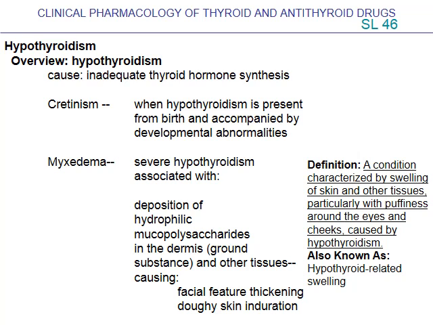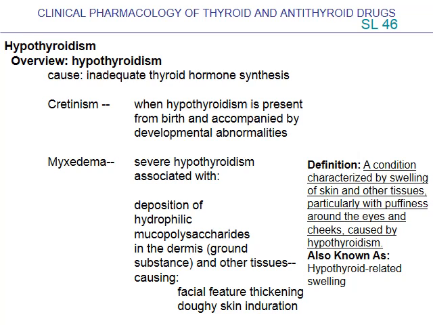Now, hypothyroidism in development is very dangerous. It can lead to something called cretinism. This is when hypothyroidism is present from birth, and it will be accompanied by developmental abnormalities.